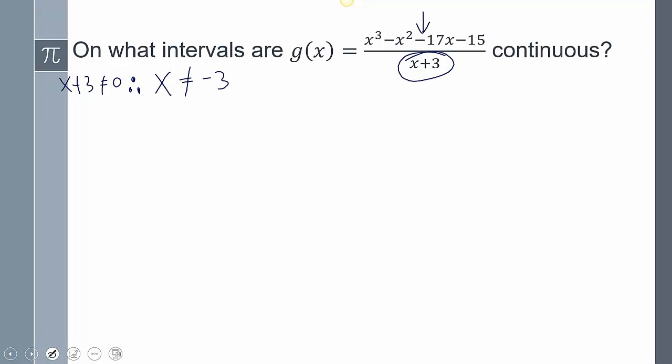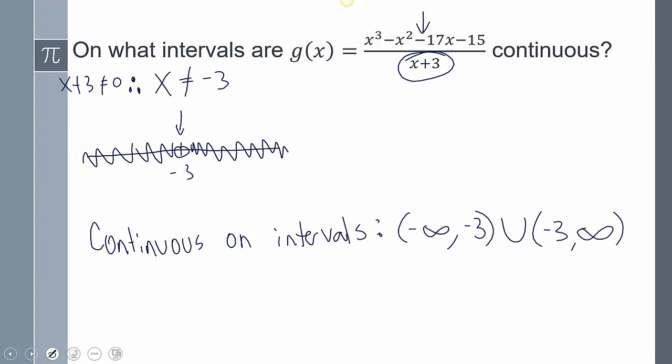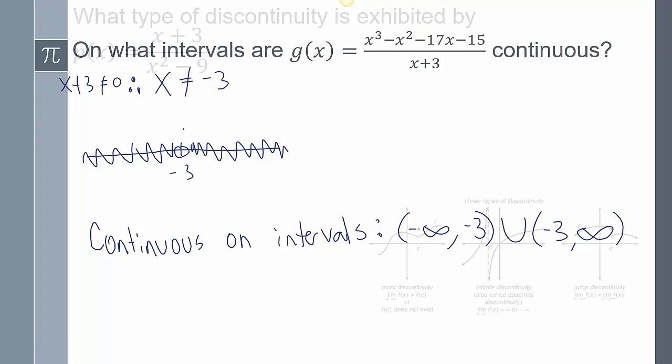Maybe the top factors and something will cancel out. It's irrelevant right now. All I know is that it's going to be discontinuous. And so if it's asking me for the values that are continuous, that means that if this is that hypothetical x value that's discontinuous, it's going to be continuous on either side. So that's going to be from -infinity to -3, and then from -3 to +infinity. So the only value that causes it to be discontinuous is that -3, but everything else is going to be continuous.